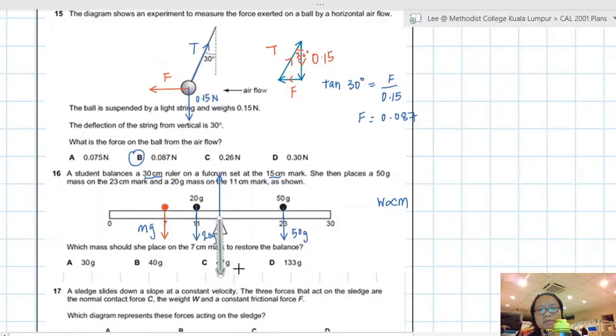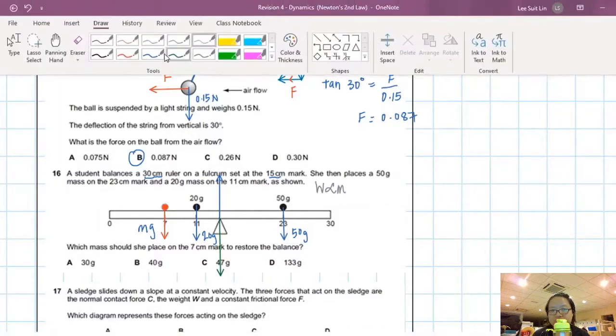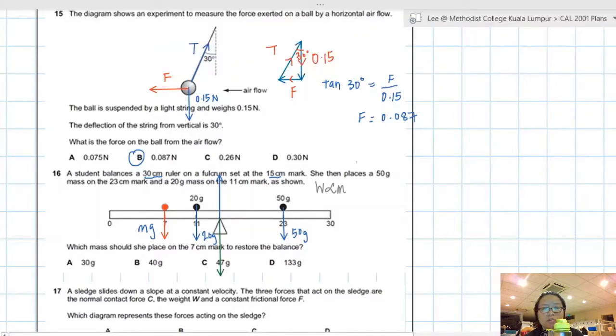By the way, there's also the weight of the ruler, but the weight of the ruler is uniform, so it's directly underneath the fulcrum. So the normal force and the weight have no torque or no moment. So I'm going to take that point, that big cross there, as your reference point.